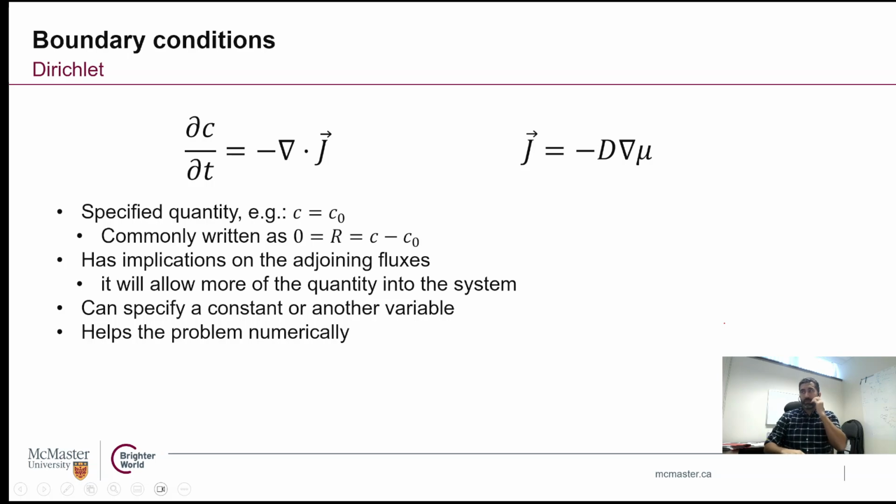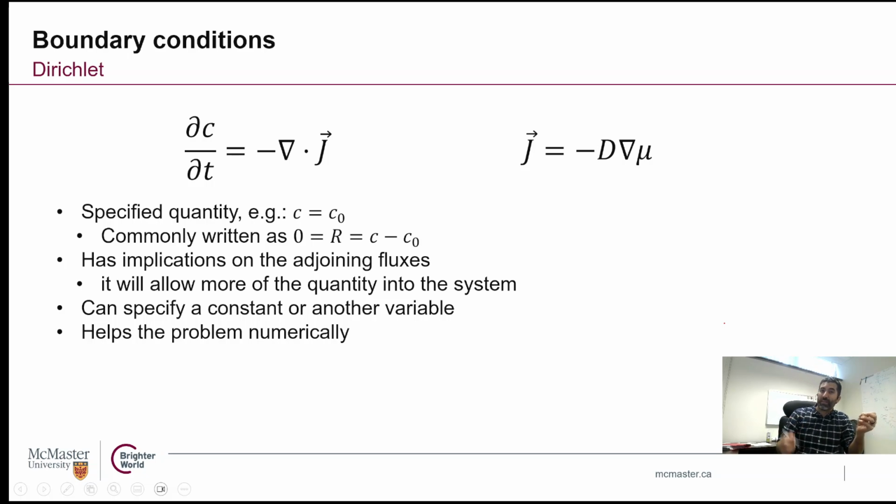So now let's talk about the boundary conditions. There are two types of boundary conditions, Dirichlet and Neumann. The Dirichlet are kind of the most accessible, in my opinion. Basically, what we're doing is we're fixing the quantity of interest at the boundary, or at a point in the geometry. Typically, it's a boundary, hence boundary conditions.